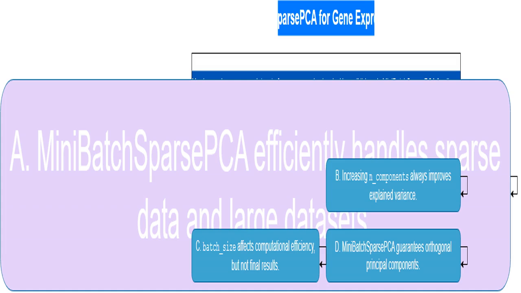This part lays out the core question, reminding us that we are dealing with a large and sparse dataset. I need to apply my knowledge of MiniBatchSparsePCA to select the correct answers. This statement says MiniBatchSparsePCA is good for our type of data. That's true because MiniBatchSparsePCA is specifically designed to handle large, sparse datasets efficiently. It's like a super-powered tool built just for this job.